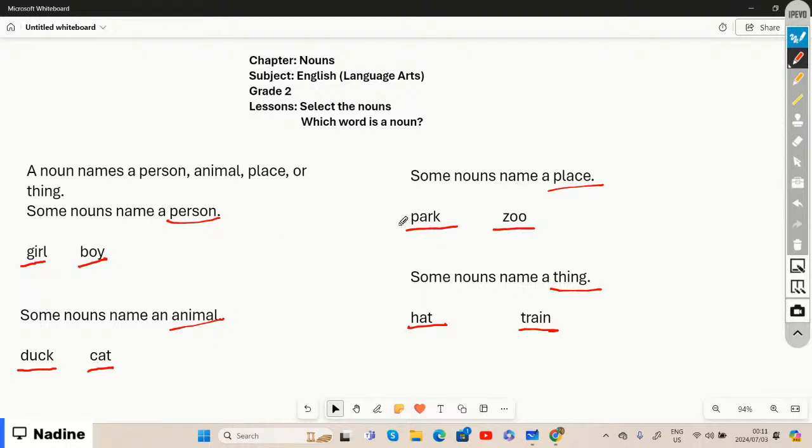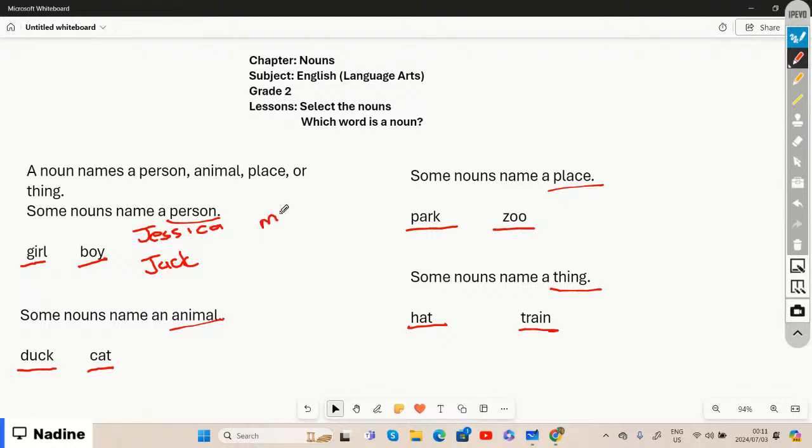All right. So nouns can also be names of people, right? Which means that it can also be your name. Like, for example, instead of saying girl, we can say Jessica. Instead of just saying a boy, we could say Jack.